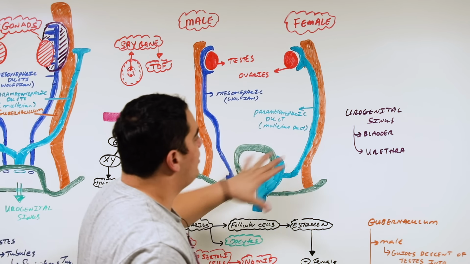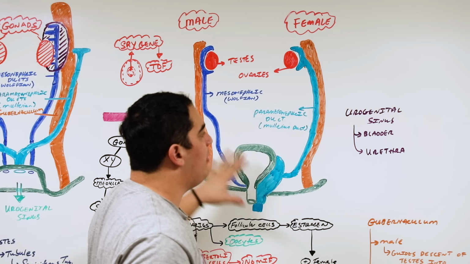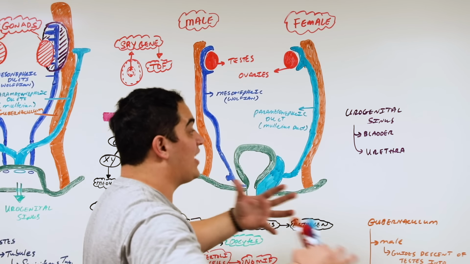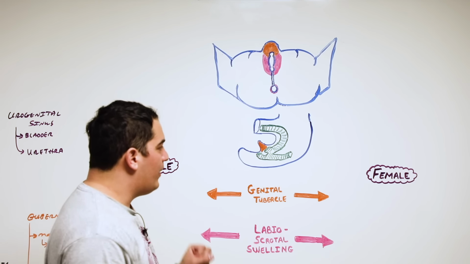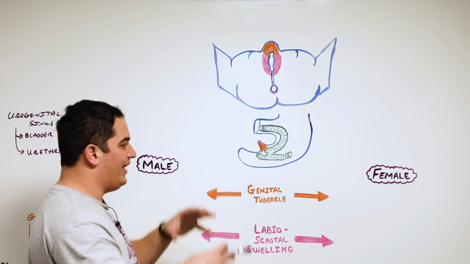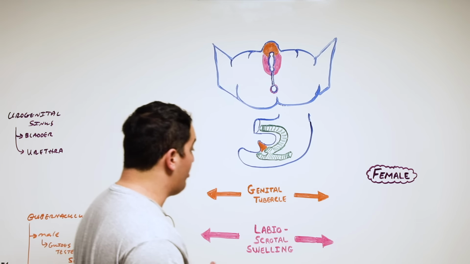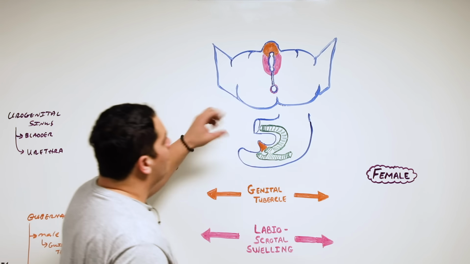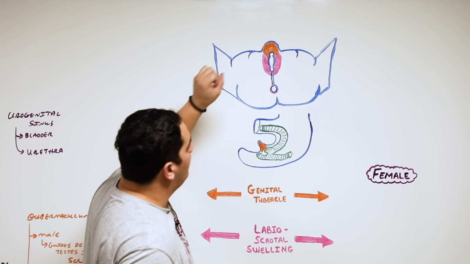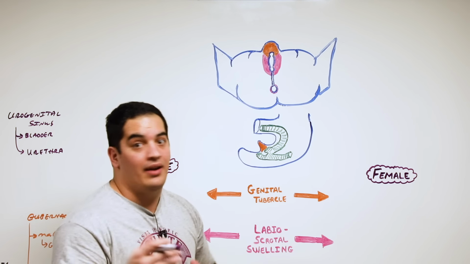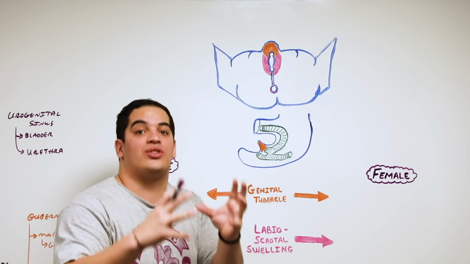Okay, so we have an understanding of how we form the male and female reproductive system for the most part. Let's finish up talking about the development of the external genitalia, because this is a very important component of the reproductive system. So here is a generalized diagram of a primitive external genitalia, not specific to male, not specific to female. This is just how it starts off.